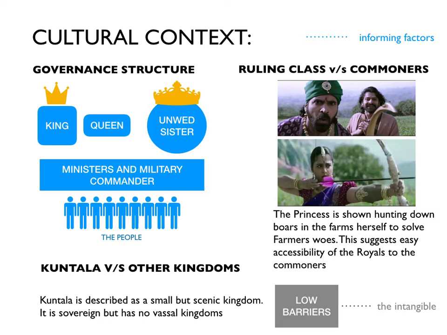Kuntala is a small kingdom at the borders of Mahishmati. It is sovereign but has no vassal kingdoms. It is ruled by a king and his unwed sister. They are hands on in their style of ruling. All of this translates into a design that needs very few barriers.